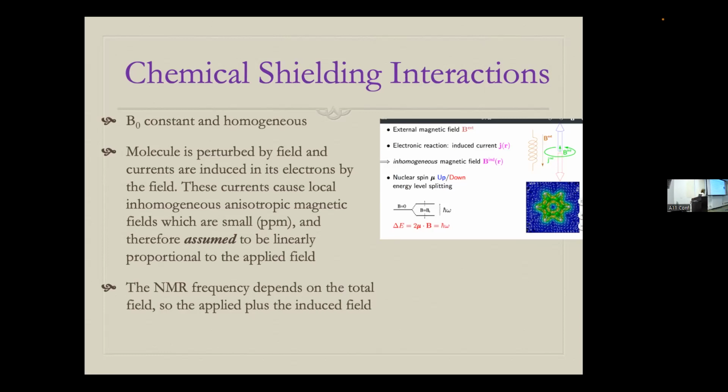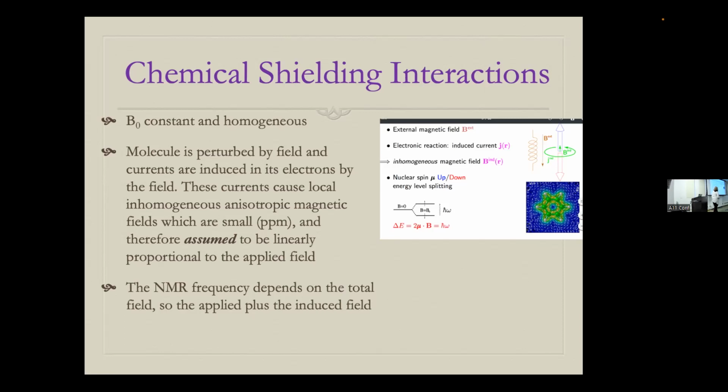So what do we say here? That you have a reaction in the orbitals. And one of the reactions is to induce a current, a net current. And so these currents cause local inhomogeneous, anisotropic magnetic fields. Inhomogeneous means spatially different. Anisotropic means rotationally different. They're small. There's no proof that they are linear with applied field. That isn't necessarily true. But when things are small, we can always hope. We can always approximate. So they are assumed to be linearly proportional.